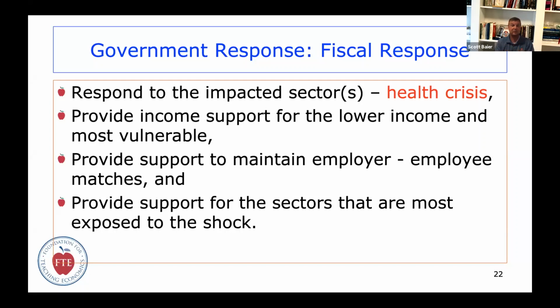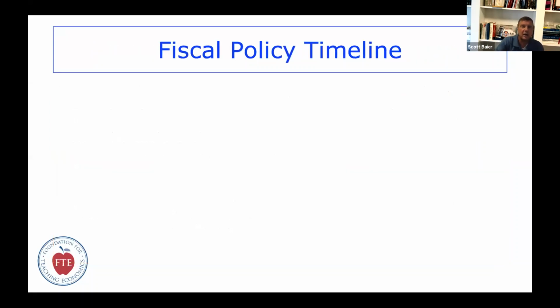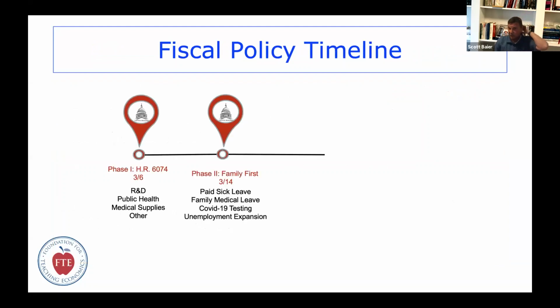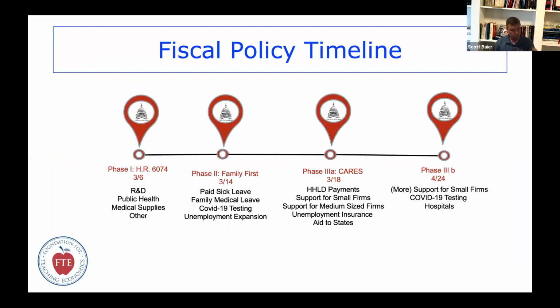So again, that just means, look, most people like the job that they had, and the employers like most of their workers. Let's try to do something so that we keep those employees matched with their employer. Then another aspect is to provide some support for the sectors that are most exposed to the shock. So again, quickly looking at the fiscal timeline, I'm going to walk through this very quickly. The first response came March 6th, a small expenditure of $8.3 billion that was mostly designed for R&D and public health.